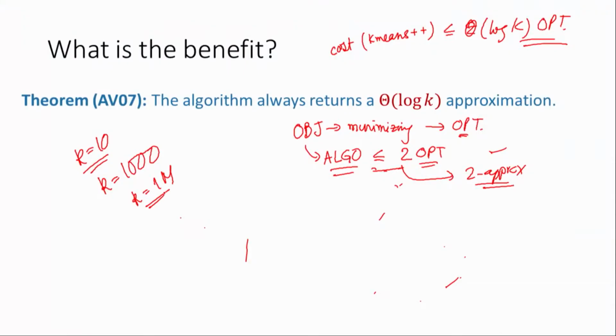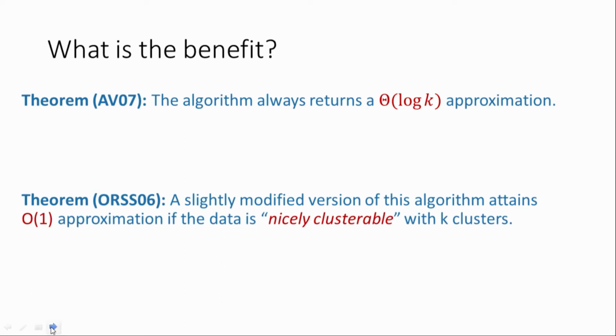If you have a million clusters, you typically don't have a million clusters. But even if you do, this is a theory bound. What you will see today in the experiments is that you get actual guarantees that are way, way, way better than this log k approximation. In fact, you get guarantees that are very comparable to any algorithm.